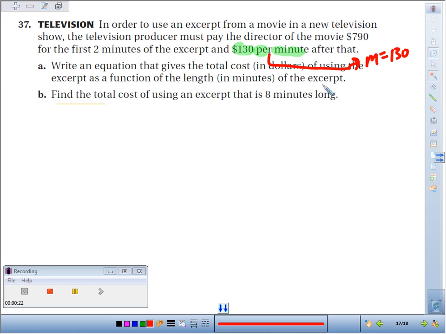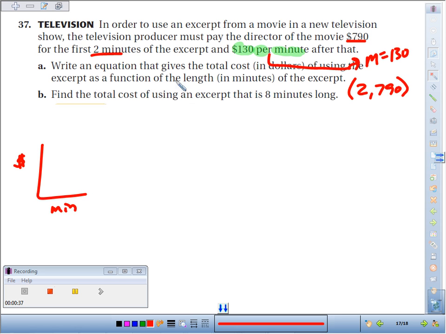The other key piece of information that we want to pull out, it's $790 for 2 minutes. If you think about a graph, we would look at, okay, how much does it cost based on how many minutes? 2 minutes cost $790. They gave us a point.